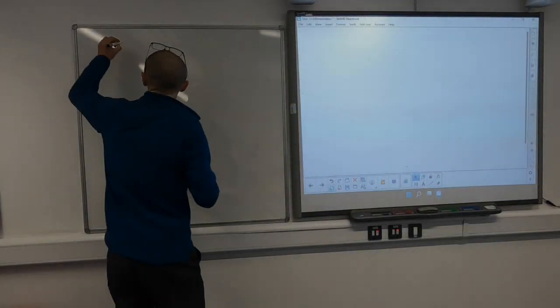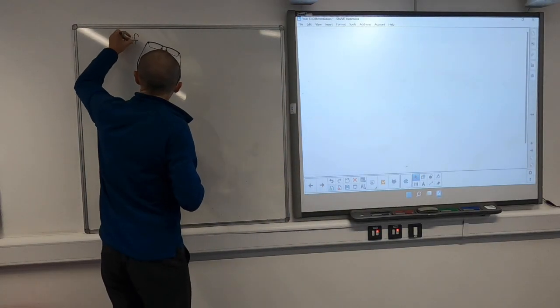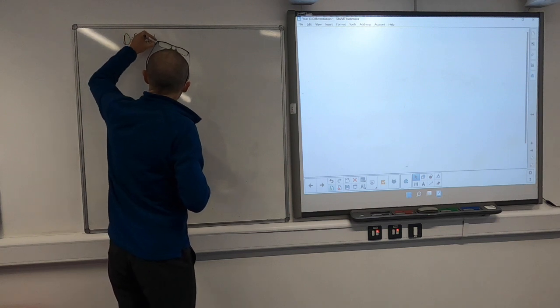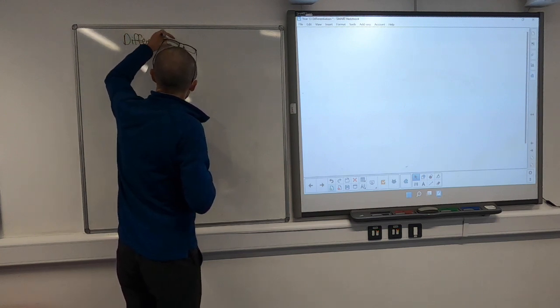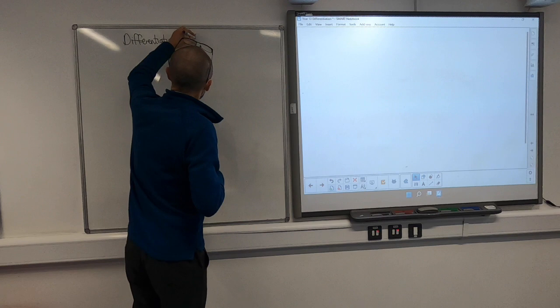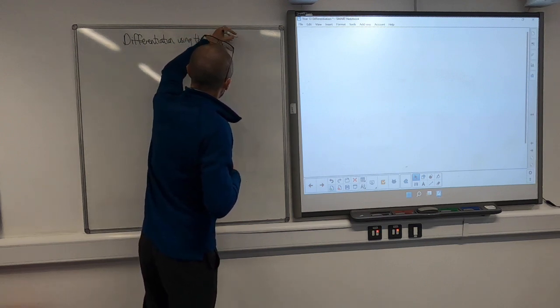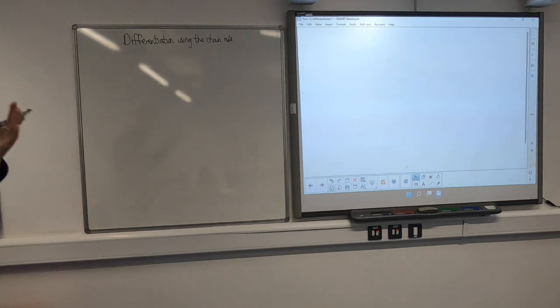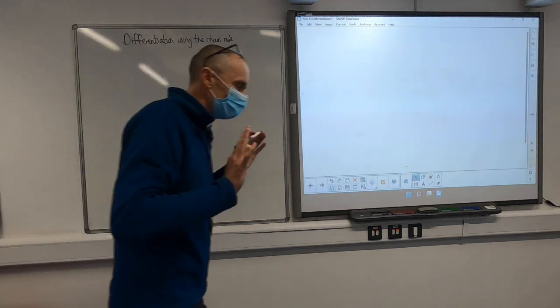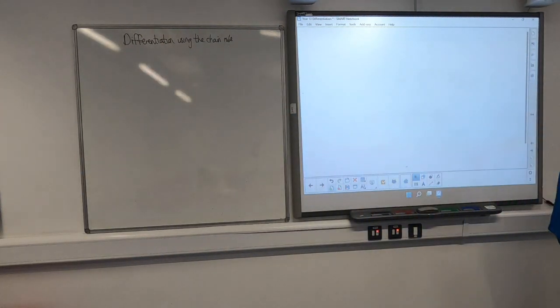So this is differentiation using the chain rule. Now, what does the chain rule mean? I'm not actually going to explain that until the end, because I don't think we need to do it. I don't think it's something that's complicated.